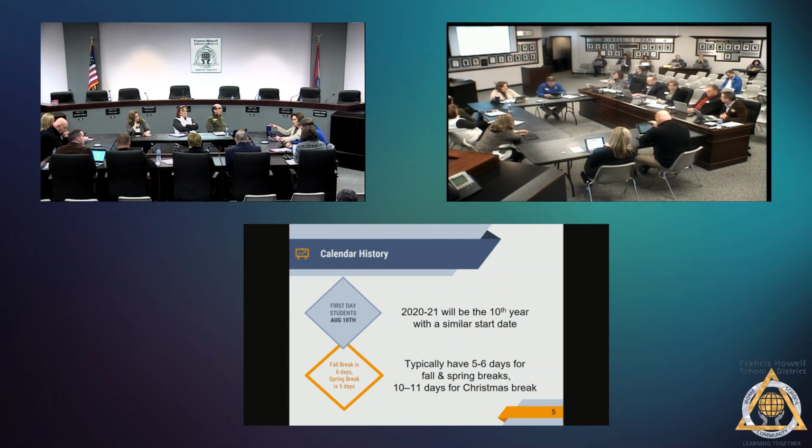Our calendar has really not changed significantly in the last several years. This is the 10th year that we will start with a similar date, and the length of the breaks is consistent with our tradition. Most times in the survey, the comments are either I love fall break, it's stupendous, or I don't like it at all. Most families know that the start date is because of that fall break, and it pushes our start date up a little bit earlier than what some other school districts will do.